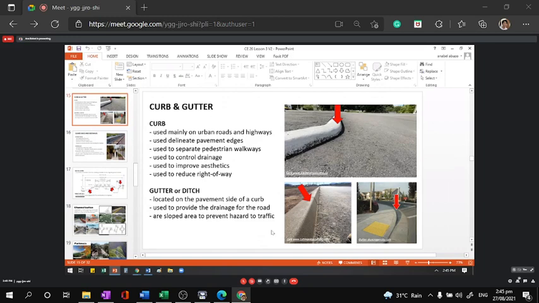Then there is the curb line. The curb line is the upper part, which actually demarcates the travel lane from the sidewalk. And below that is the gutter, which will actually allow water to flow into the canal toward its drainage area. Okay? Yes, ma'am. Thank you, ma'am. Okay.